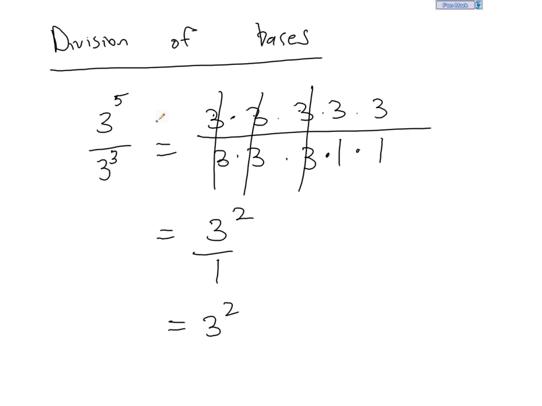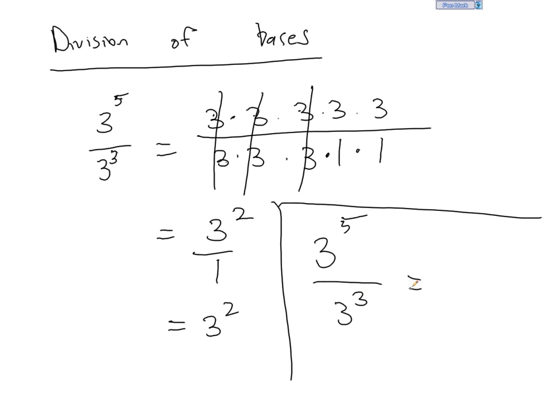So what really happened here? Well, conceptually, we just canceled out the like things in the numerator and denominator that were being multiplied. But notice that really what ended up happening with the exponents is they ended up being subtracted. So 3 to the 5th over 3 to the 3rd is equal to 3 to the 2nd power, which is the same as 3 to the 5 minus 3.